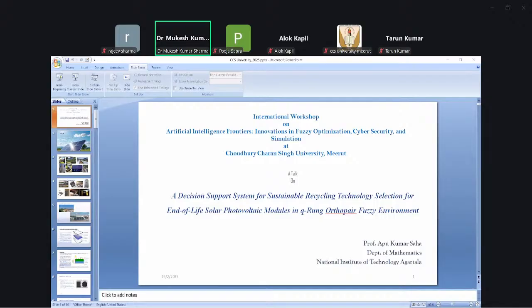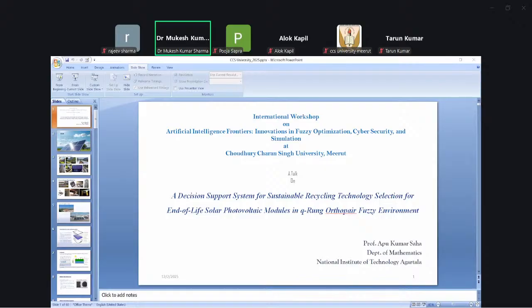Again, Q may be even 1. So that's why we have taken it in this way. This is a standard procedure in the Q-rung orthopair fuzzy set. So this 5-point scale can be used to convert the linguistic variable to a Q-rung orthopair fuzzy number.